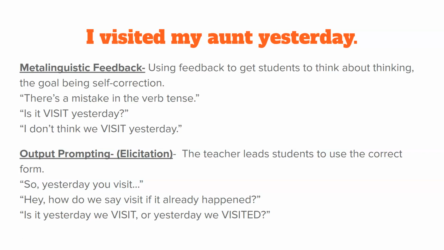Okay? And then for output prompting, that is leading them. You're facilitating their self-correction. Okay, so you might say something like, so yesterday you visit, again, that cues self-correction. Hey, how do we say visit if it already happened? Or you might say, is it yesterday we visit or yesterday we visited? And that's just going to start the ball rolling for them. And they're going to be thinking about, I made an error. I must have made an error when I said visit. How can I fix it?